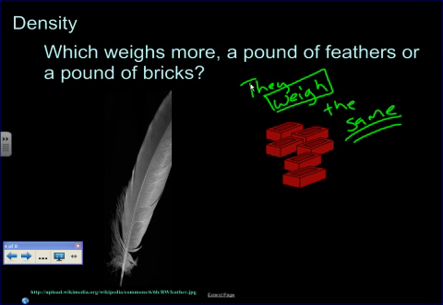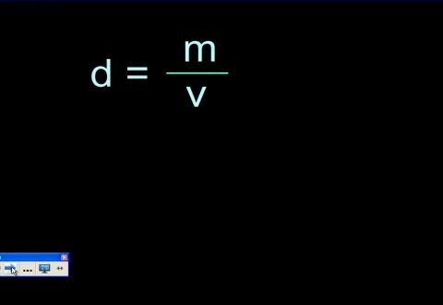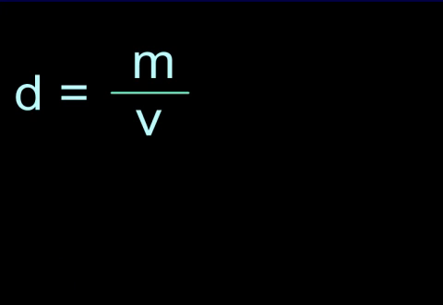So what is the real difference in them then? If they both have the same weight, what's the difference? The difference is in density. The brick, everything's really tightly packed together, and the feather, not so much. Everything's a little bit more spread out. So that's going to lead us into one of our big math formulas, and this is a pretty easy one. D equals m over v.